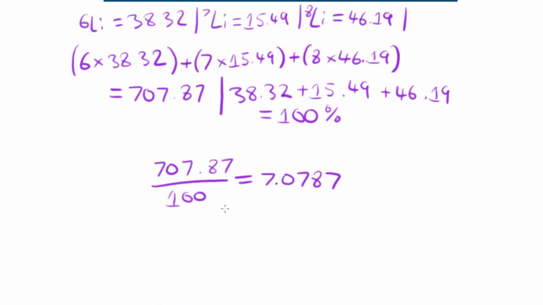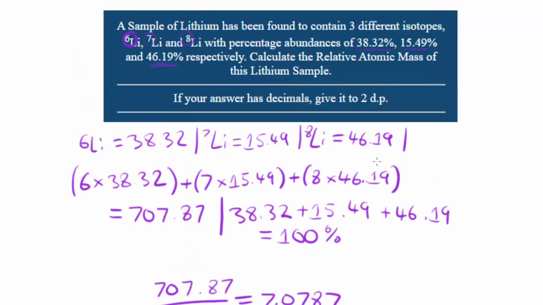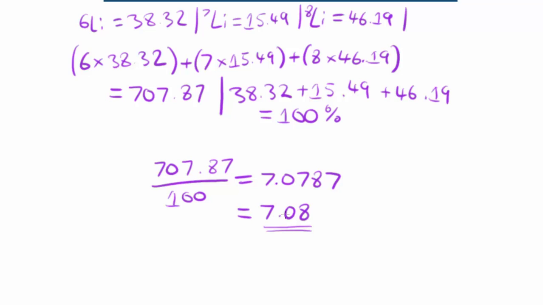So in this case, it would be 7.08, right? The 7 would round up the 8 to give 7.08. Now, do we have our answer now? Yes, we have our answer. So in this case, the relative atomic mass of lithium in this specific sample is 7.08.